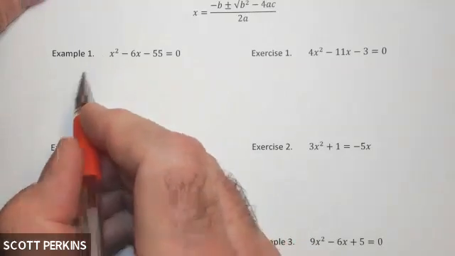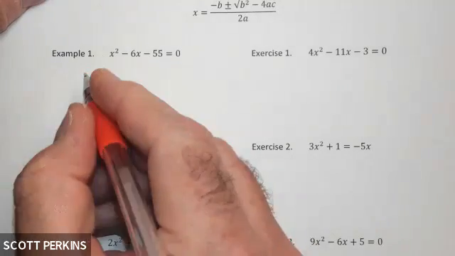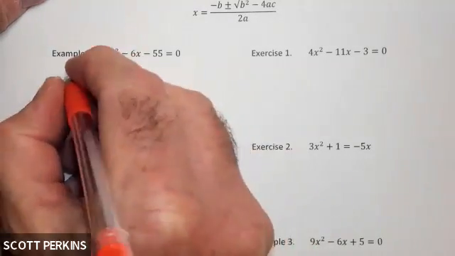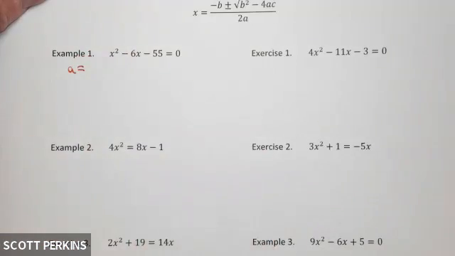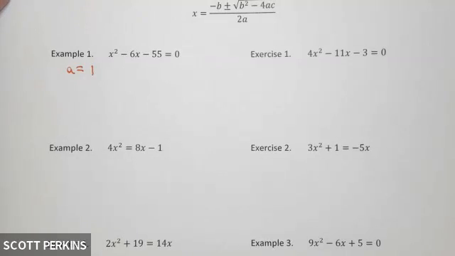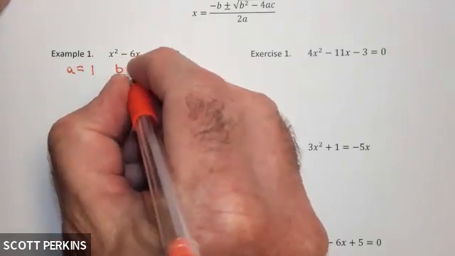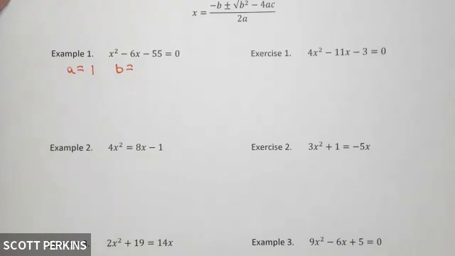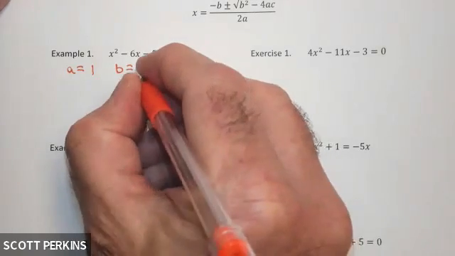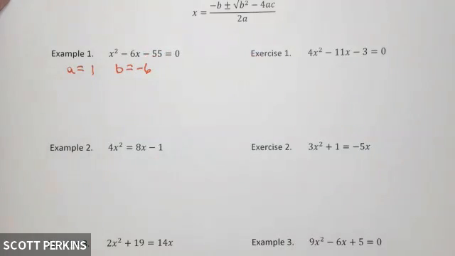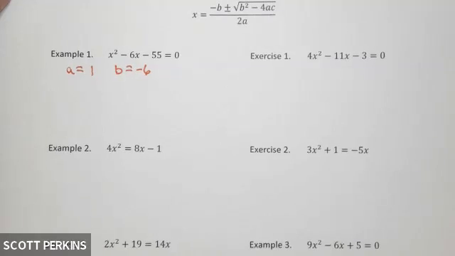So help me out here since it's our first problem we're doing together. What's the value of a on this problem right here? 1. It's the number in front of the x squared. A is always the number in front of the x squared. What's the value of b on this problem right here? Negative 6. The b is always in front of the x. It will never be anywhere else.